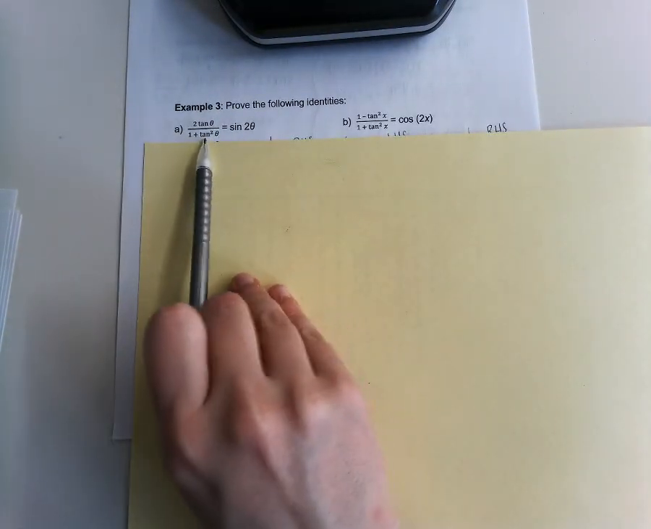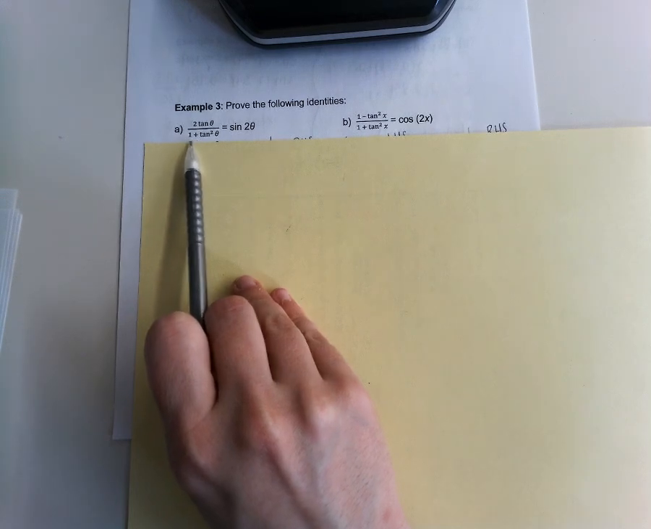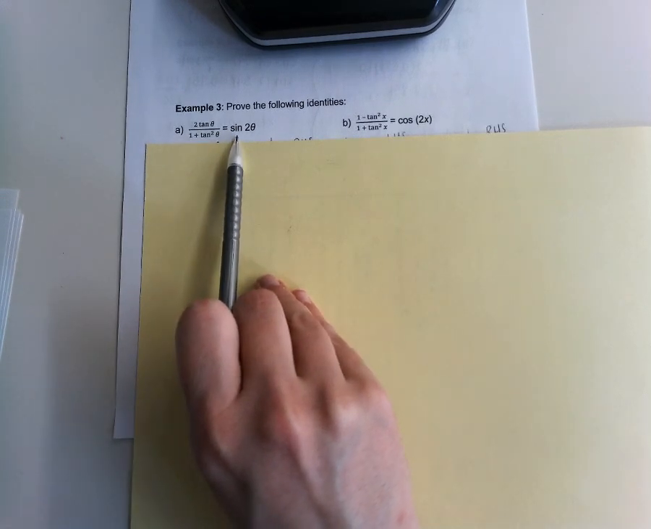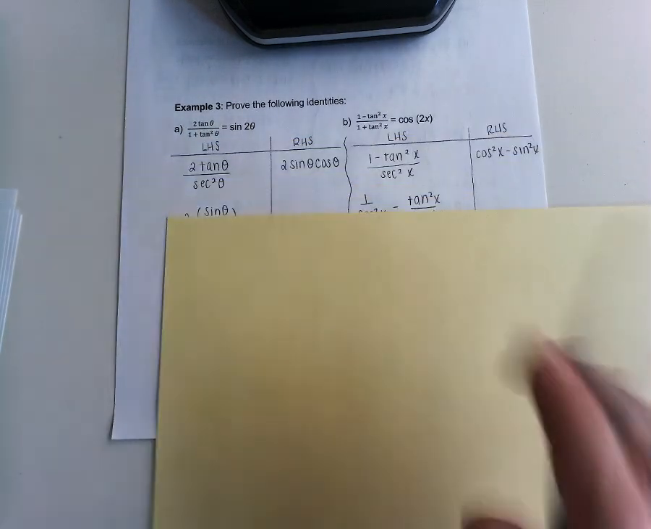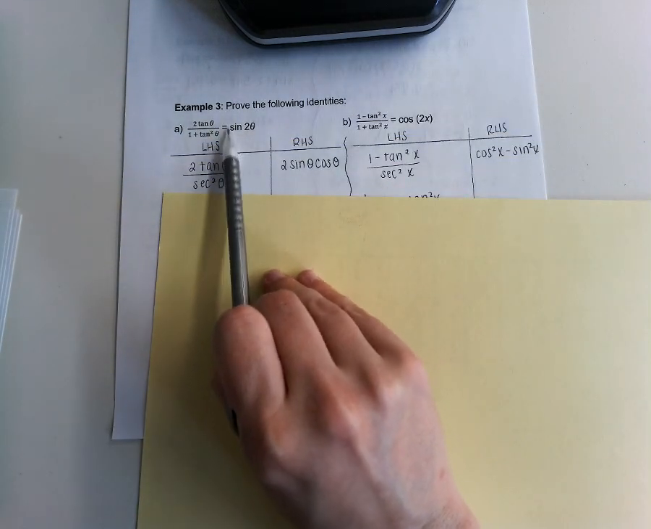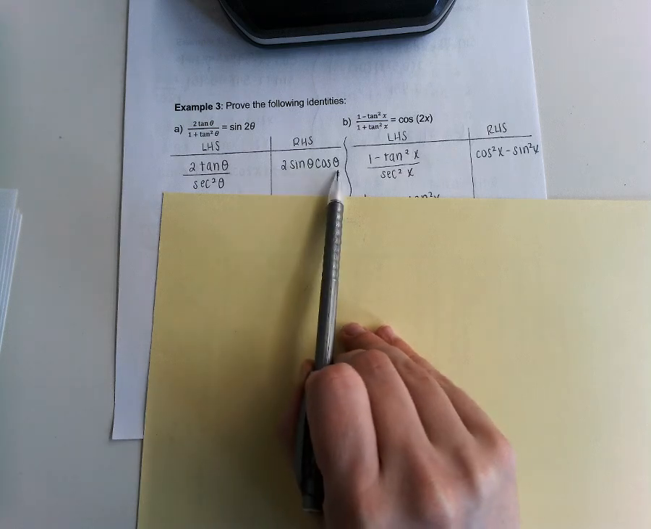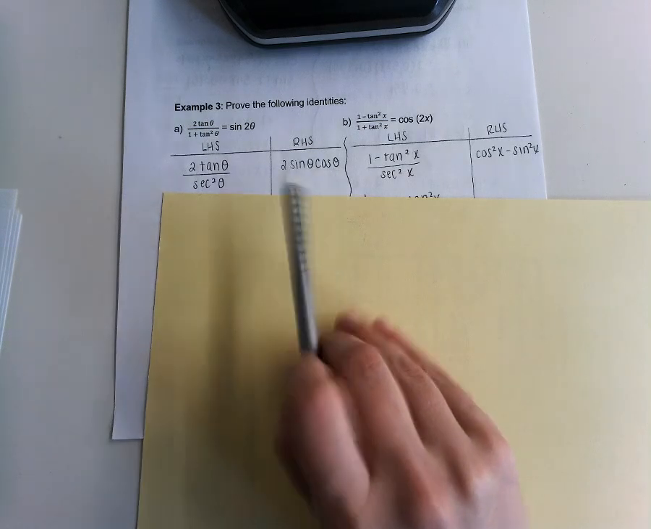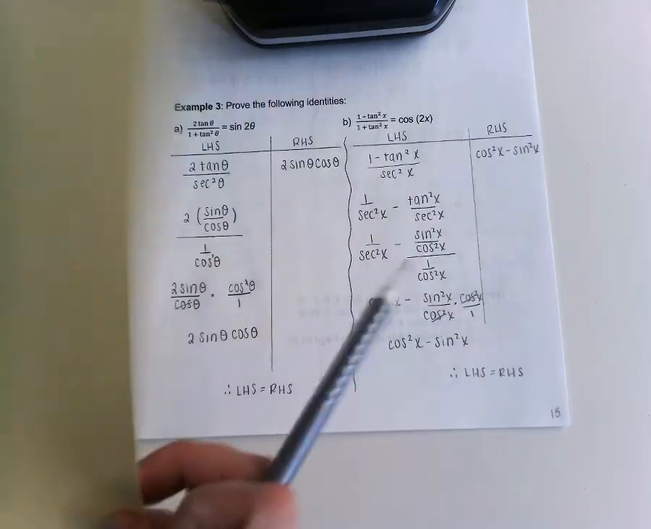It's asking you to prove 2 tan theta over 1 plus tan squared theta is equal to sine squared theta. So now that you know your double angle identities, what I would do first is on the right hand side, rewrite this as 2 times sine theta cos theta. From there, it's up to you how you proceed.